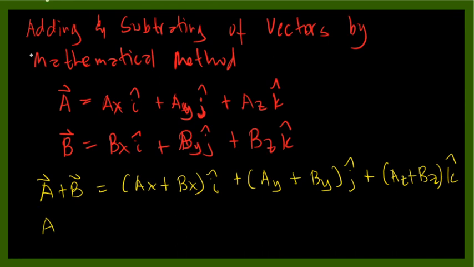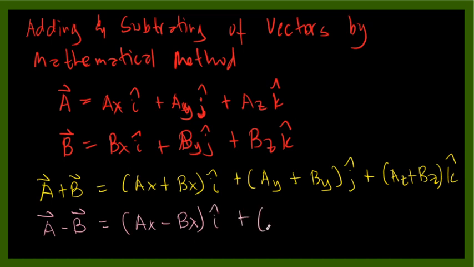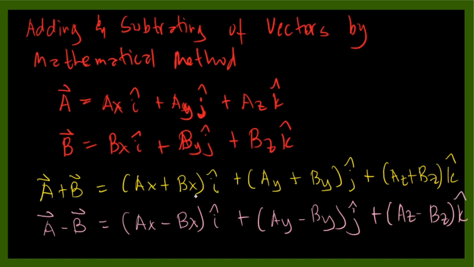Same as subtraction. So we have vector A minus vector B. So just subtract the components. So subtract the x component of B from A. So we have Ax minus Bx, then put the unit vector i hat, plus Ay minus By j hat, plus Az minus Bz k hat. Okay, so that is how we are going to add and subtract vectors by the mathematical method or approach.